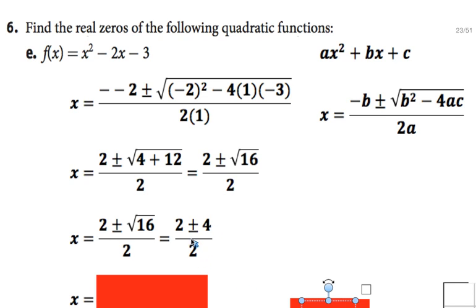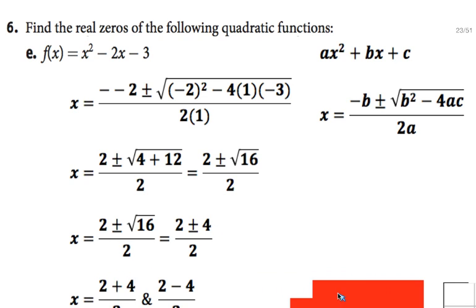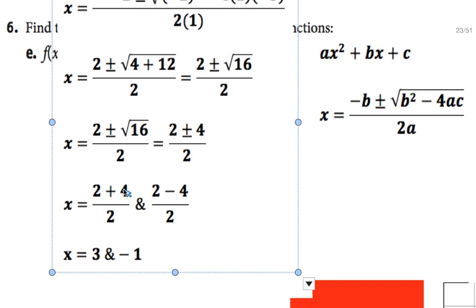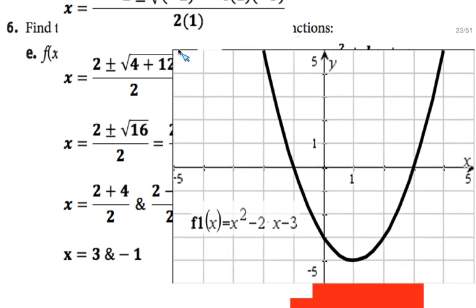At this point, you have to separate the fractions, okay? So you're going to have 2 plus 4 over 2, and you'll have 2 minus 4 over 2. Don't forget, you're going to have a plus sign once and a minus sign once. When you simplify all this, you end up with a 3. When you simplify this, you end up with negative 1. So your x-intercepts are at 3 and negative 1.